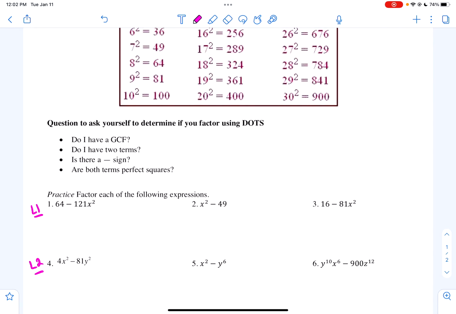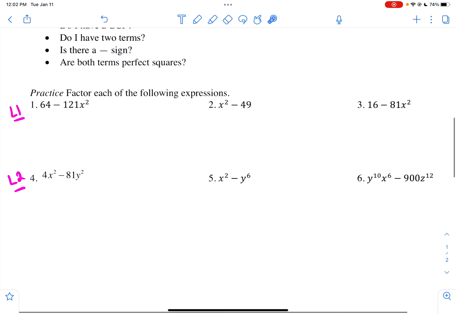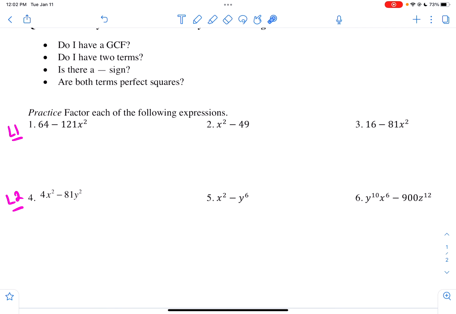The questions to ask yourself to determine if you are factoring in dots: do you have a GCF? None of the examples today will have a GCF. We'll save those for when I get back on Tuesday. Are there two terms? Just because I have 4 and an x squared and 81 and a y squared, that does not make this 4 terms. It still is 2 terms. Is there a subtraction sign? And then are both terms perfect squares?